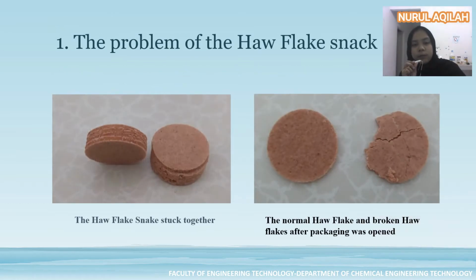The first step to construct the control chart is identifying the problem of the Haw Flakes snack. As you can see, on the left side is the Haw Flakes snack that stuck together, and on the right side is the normal Haw Flakes and the broken flakes after the packaging was opened. So the problem is that the Haw Flakes is in a brittle condition.